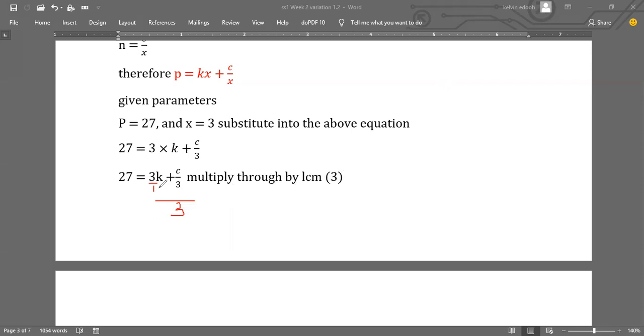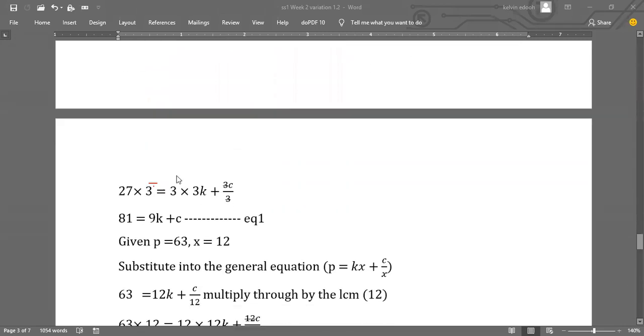If you want to use this method, just know I want to remove the denominator. That's why I'm trying to simplify the equation. So just take the LCM. You have 3K over 1 plus C over 3. The LCM here is 3. Good. So if we do that, that's why I say multiply both sides by what? Just multiply everything by the LCM, which is 3. So you'll be having this expression here.